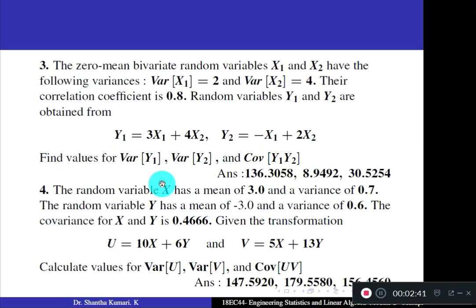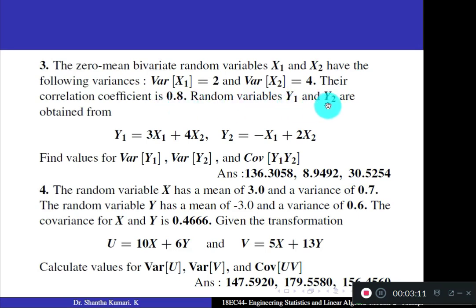Two more problems. Zero mean bivariate random variables x1 and x2. Don't confuse, instead of x and y, here they used x1 and x2, but similar method. Instead of x and y, x1 and x2 are used. Zero mean means mu of x1 is 0 and mu of x2 is 0. And variance of x1 and variance of x2 are 2 and 4 given. Their correlation coefficient, that means rho is given.